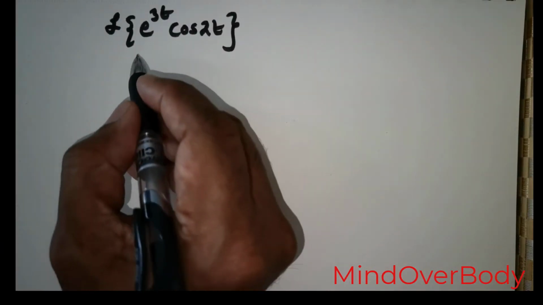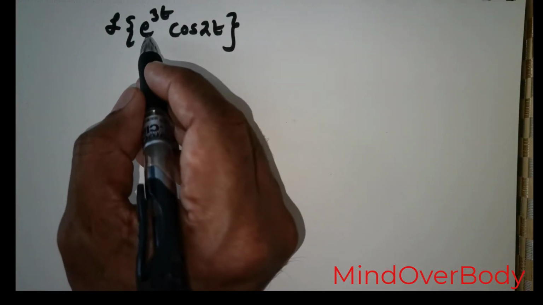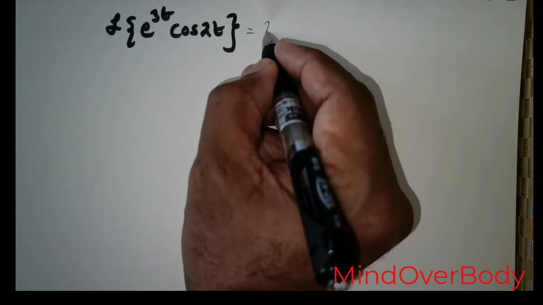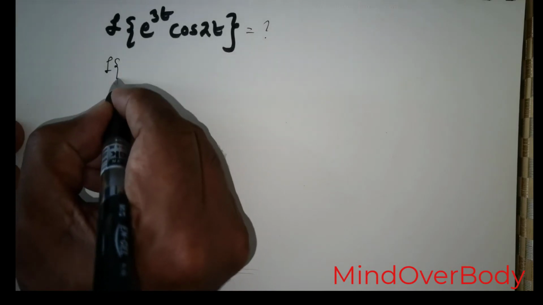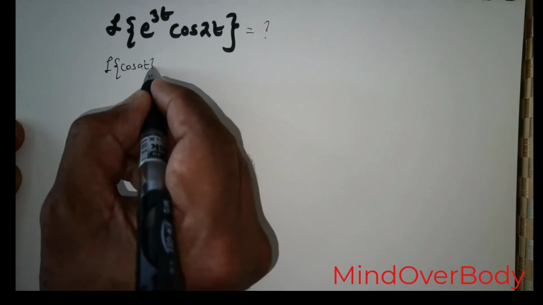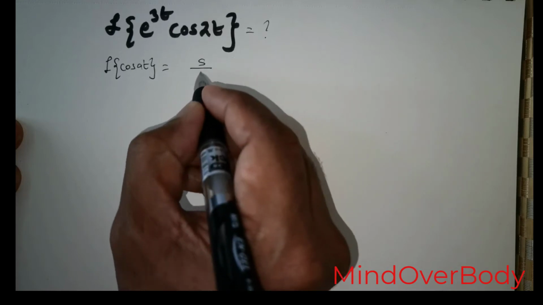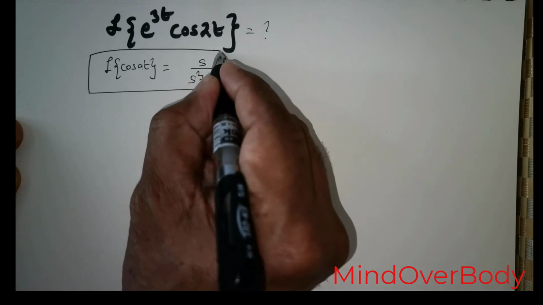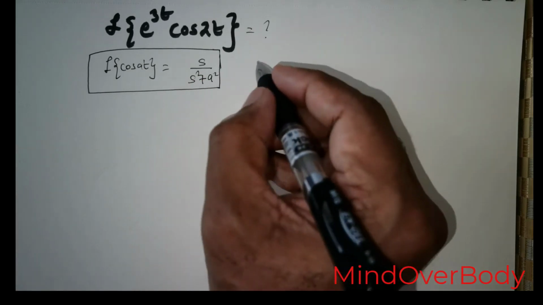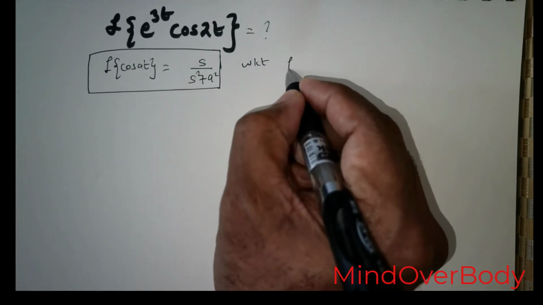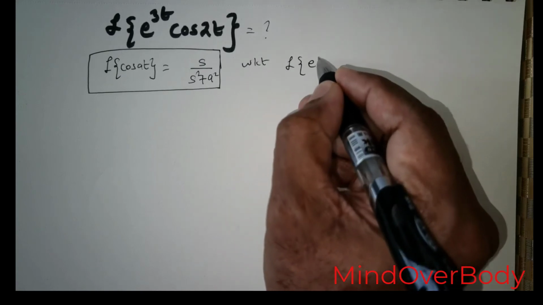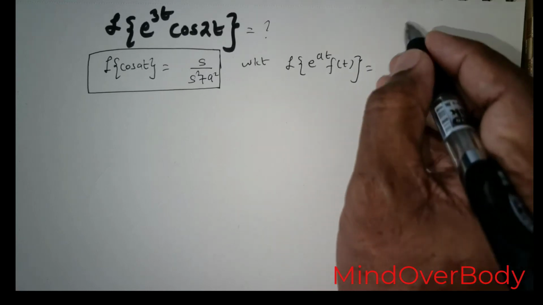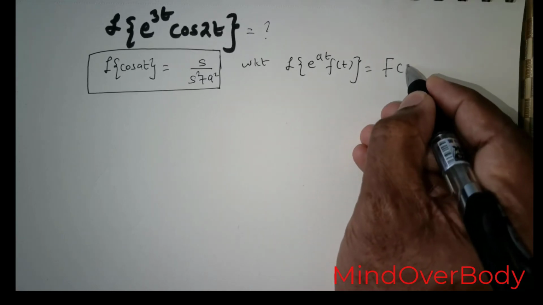Students, we've been given this question. We are expected to find the Laplace transform of e raised to the power 3t times cos 2t. Foremost, let us know what the Laplace transform of cos at is. It's nothing but s over s squared plus a squared. Now having known this, we will also use the Laplace transform of e raised to the power at times f of t. What is this equal to? This is nothing but F of s minus a.